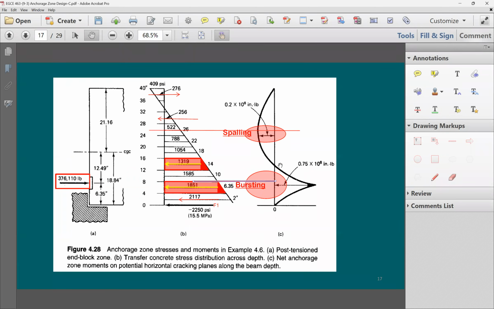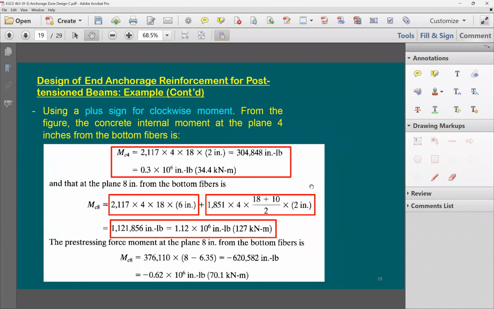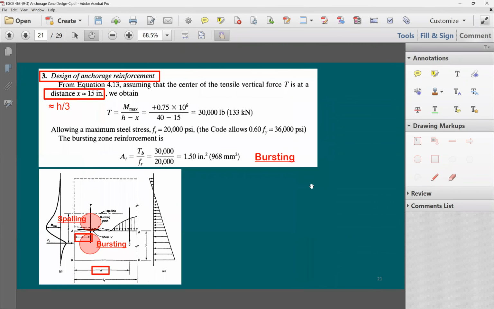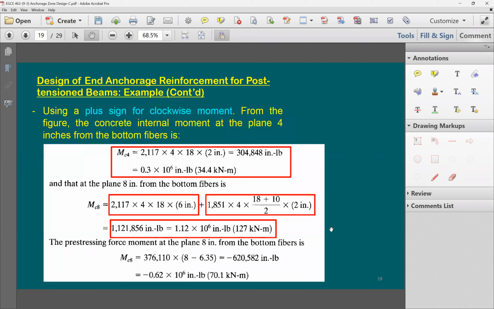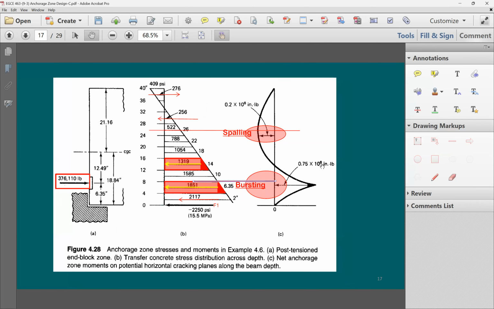Okay? Your next step is to take the maximum moment. Now look here at the maximum moment. Where's the maximum moment? I'm trying to figure it out, right? Maximum moment is 0.75 times 10 to the 6. You can say it happens right here. Here's the 0.75, this one. Which means it's going to be this moment actually. It's going to be your maximum moment, and then you can use it in your analysis.